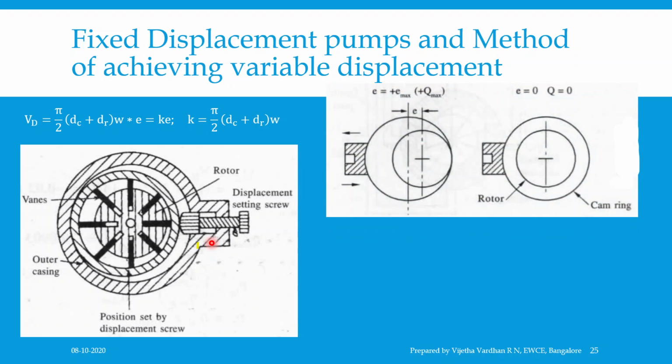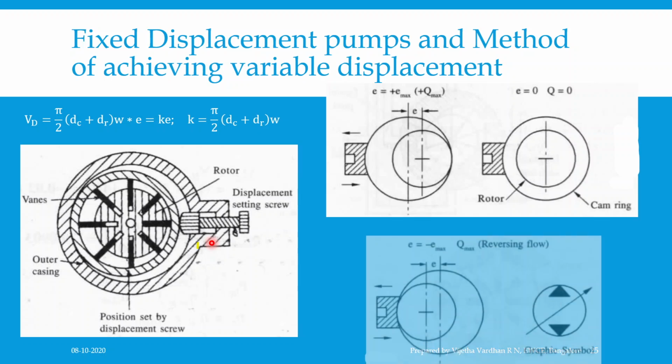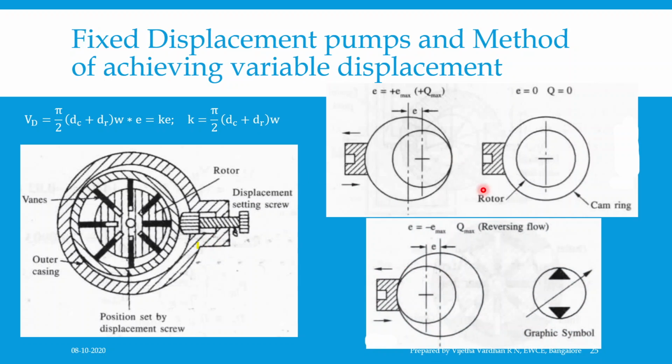Now, you can see the next figure, which shows the three different positions of the cam ring with respect to the center of the rotor. When E is positive, that is E is equal to E max, then the discharge Q will be the maximum. When E is equal to 0, there is no discharge. And when E is negative, that is E is equal to minus E max, then the discharge is maximum and the flow is in the reverse direction, which you can observe very carefully.